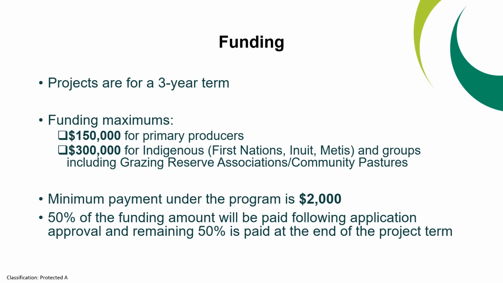Funding for RALP. Again, these projects are for a 3-year term. Funding maximums are $150,000 for primary producers and $300,000 for Indigenous applicants and group applicants, so those grazing reserve associations, community pastures. Minimum payments under the program is $2,000, and funding will be paid in 2 payments. 50% of the funding amount will be paid following application approval, and the remaining 50% is paid at the end of the 3-year project term.